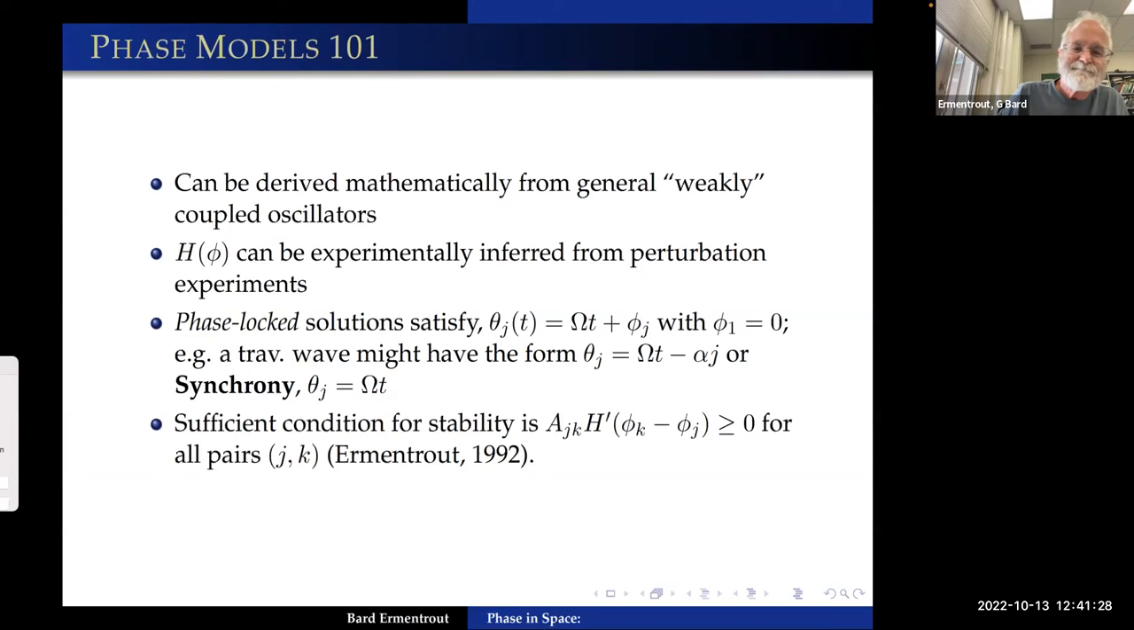So back in 1992, a long time ago, wow, 30 years ago, I hadn't thought about that.